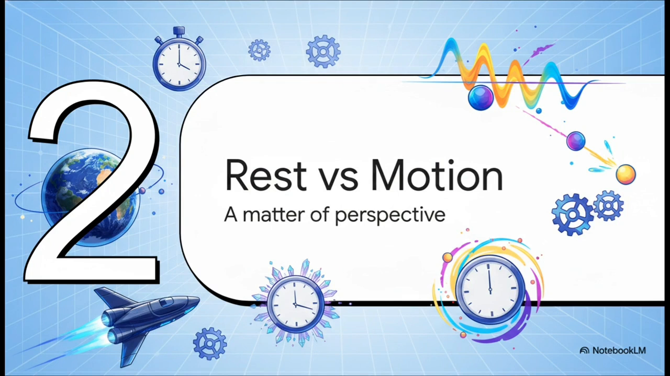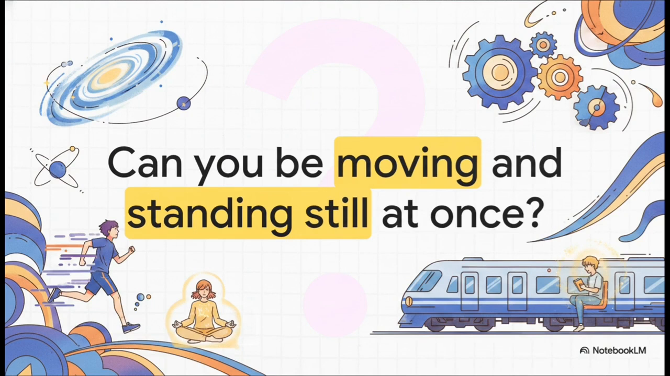All right, moving on to Section 2, Rest versus Motion, a matter of perspective. Now, we are about to look at a seriously mind-bending idea in physics. The idea that an object can actually have 2 completely different states of motion at the exact same time. So here's a riddle for you. Can you be moving and standing still at the exact same moment? I'll give you a second to think about that impossible-sounding paradox.